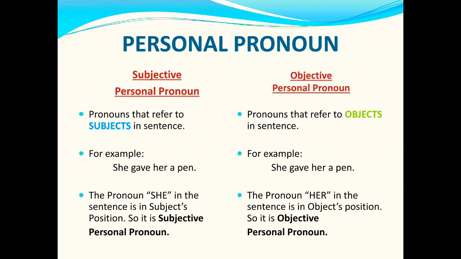Subjective personal pronoun, objective personal pronoun. Pronouns that refer to subjects in a sentence are called subjective personal pronouns, and pronouns that refer to objects in a sentence are known as objective personal pronouns. For example, she gave her a pen. The pronoun she in the sentence is in subject's position, so it is a subjective personal pronoun. But the pronoun her in the sentence is in object's position, so it is an objective personal pronoun.